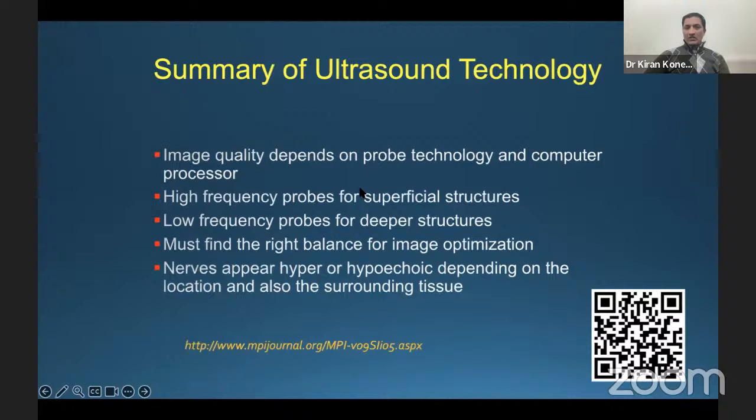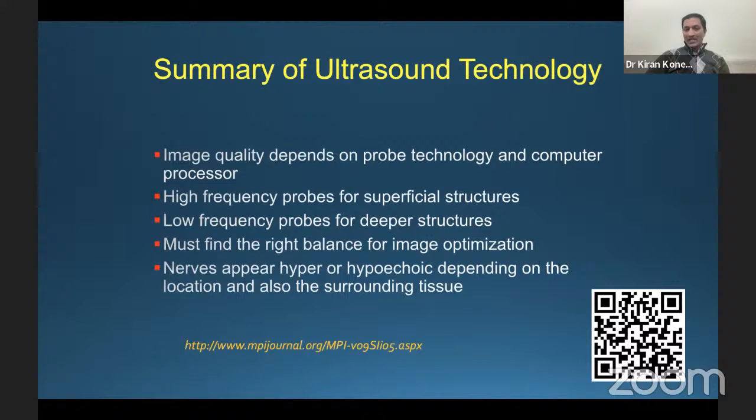based on what we have discussed about the basics of ultrasound, the summary of this ultrasound technology is that the image quality predominantly depends on the probe technology and the computer processor. So unfortunately, we are depending on the type of machine we have. The high frequency probes are commonly used for superficial structures, and the low frequency probes for the deeper structures. We must find the right balance for image optimization, and sometimes chasing a better image is not going to be optimal as well. So understanding our anatomy and using it in the right way is also helpful here.